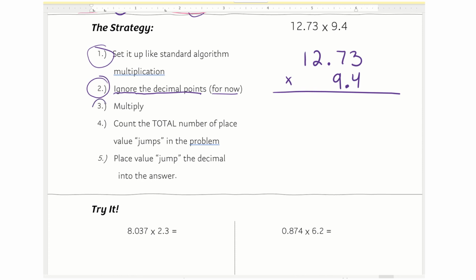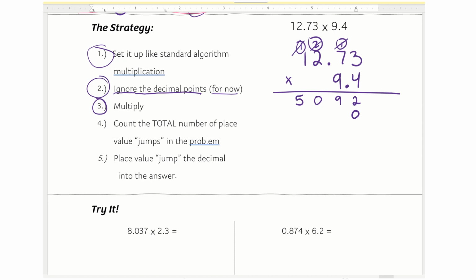Next, I just need to multiply with the standard algorithm like I always do. 4 times 3 is 12, 2 carry the 1. 4 times 7 is 28, plus 1 more is 29. 4 times 2 is 8, plus 2 more is 10. 0 carry the 1. 4 times 1 is 4, plus 1 more is 5. All right, we multiplied by the 4. Now I need to multiply by the 9.